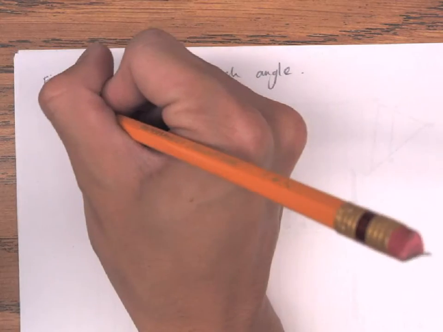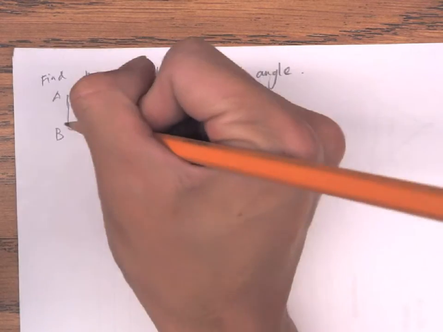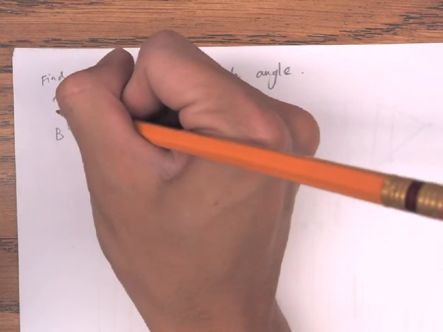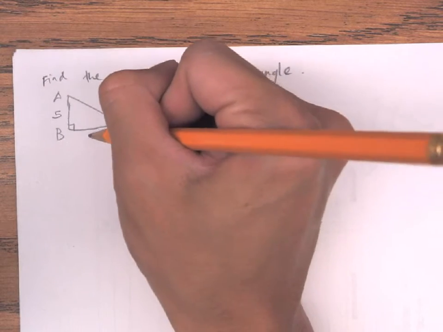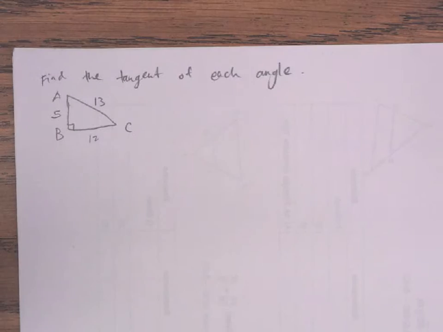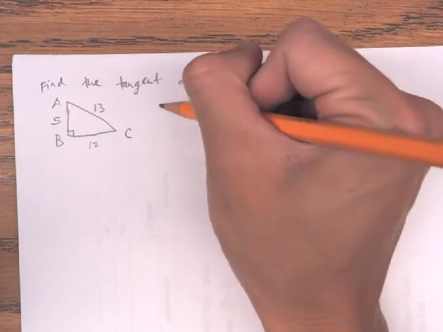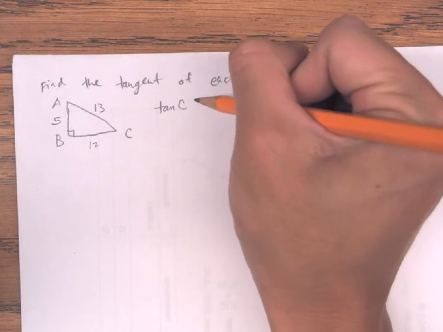I'm going to label this triangle ABC as a right triangle, and it has sides. One side is 5, one side is 12, and the other side is 13. Okay, so let's say we wanted to find the tangent of C.